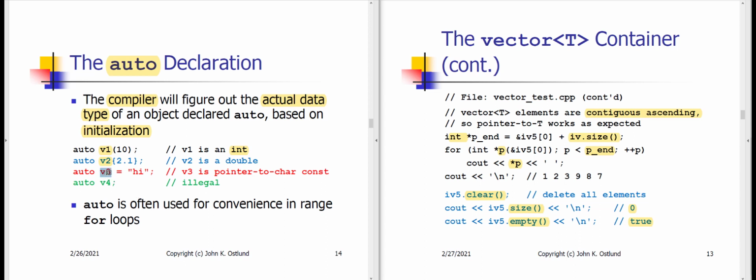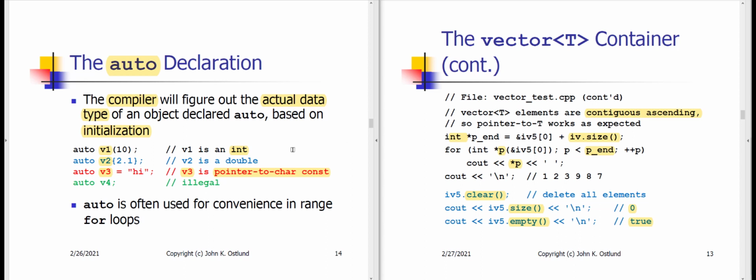and in the case of v3 here, I'm initializing v3 with the address of the h in high. Now high is going to be HI null stored in the static data area. And what I get back is the address of the little h. The little h is a const, so having analyzed all of that, the compiler is going to figure out that the data type of v3 is pointer to char const. Okay?